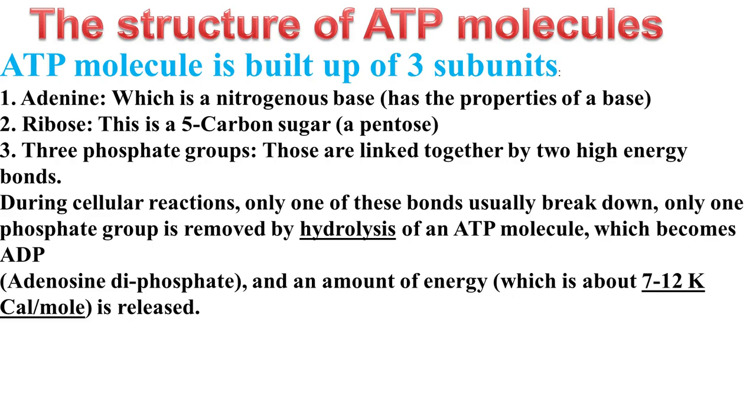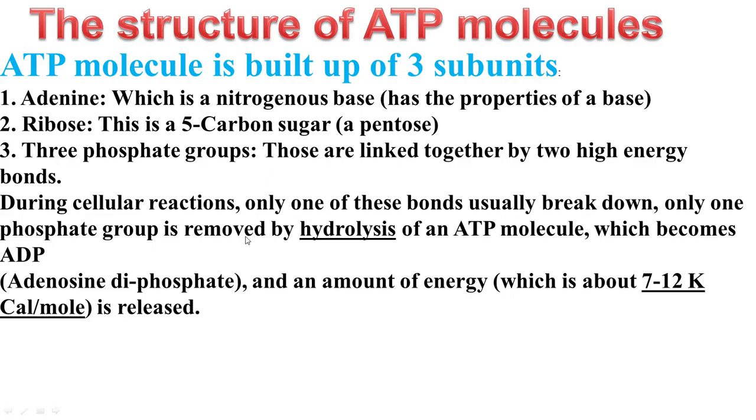ADP, first the structure. Adenine, which is a nitrogenous base. Adenine, you had it before in senior 1. Ribose is a pentose sugar, a 5 carbon sugar. Number 3 is the phosphate group, because it's ATP. Those are linked together by two high energy bonds.